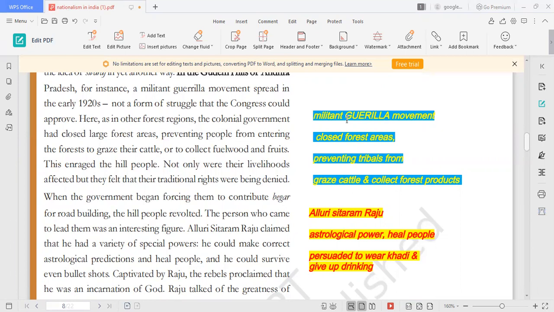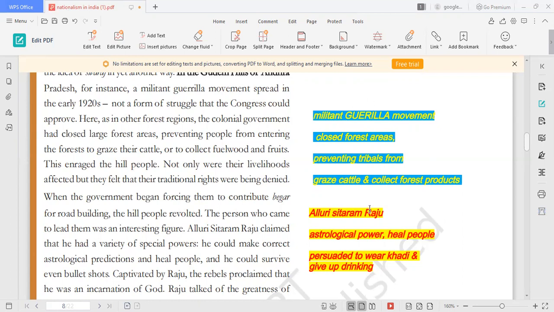If the tribal people, I told you, were all familiar with the locations and resources of the forest product. If the tribals started using guerrilla attacks, the British could not face it. The tribal people were led by Alluri Sitaram Raju.